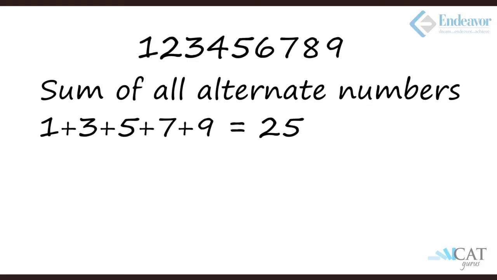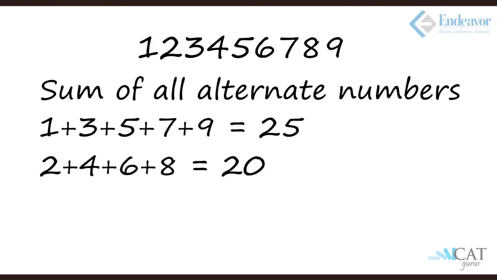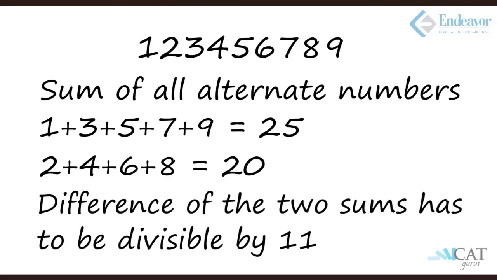And the other set of numbers, so this was one set of numbers. What are the other set of numbers? 2 plus 4 plus 6 plus 8, which is 20. So you have 25 on one hand and 20 on the other hand. The difference of 25 and 20 comes to 5. Since this 5 is not divisible by 11, this number is not divisible by 11. We can also extend it to other numbers.